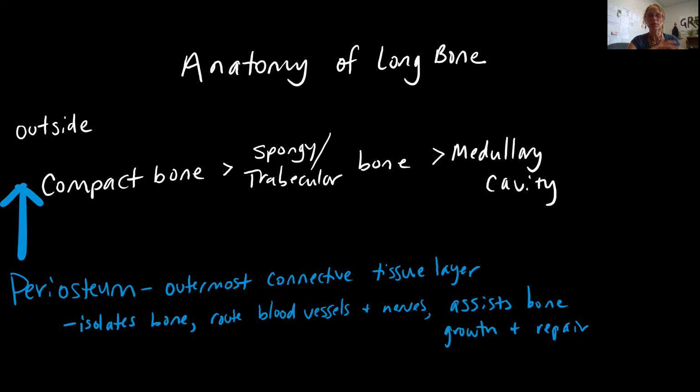There's an outer layer of tissue called the periosteum. The periosteum is this outermost connective tissue layer. It's going to isolate your bone. It's providing a route for your blood vessels and nerves, and it's also going to be important in assisting in bone growth and bone repair.